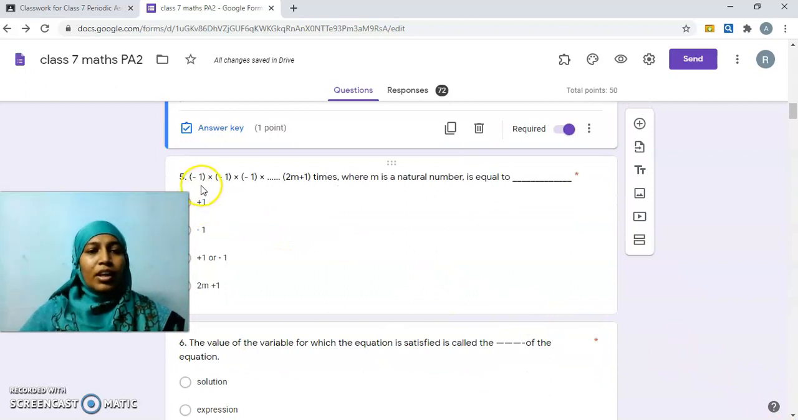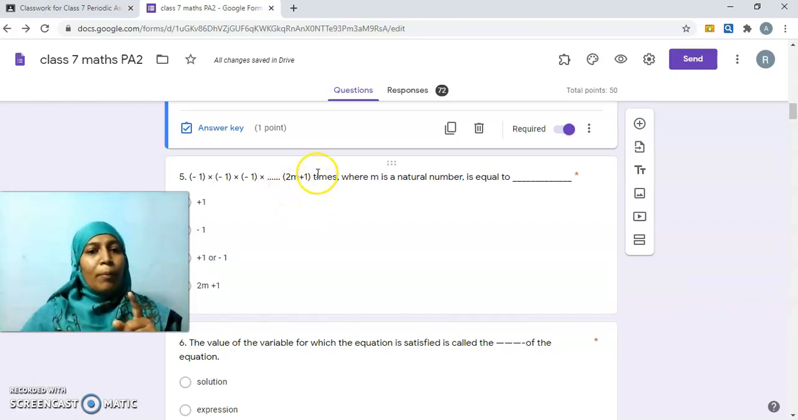Okay. Here, if I multiply minus 1, minus 1, minus 1, 3 times alone, it will be a minus 1 answer. If I multiply 4 times, I will get plus 1 answer. If I multiply 5 times, I will get minus. 6 times, plus. 7 times, minus. Plus, minus. So, if it is an odd number of times, it is negative.